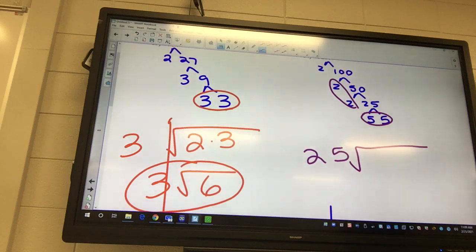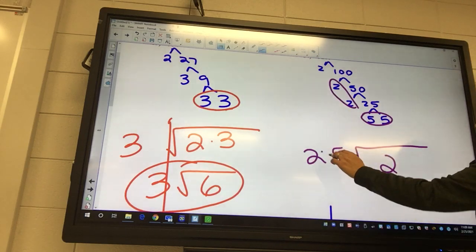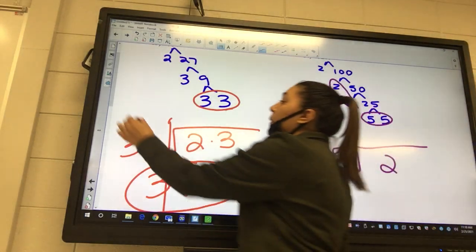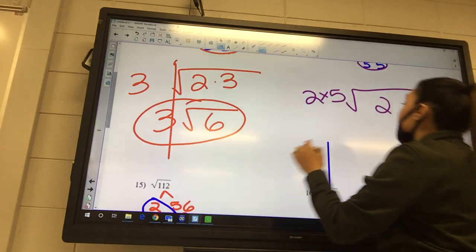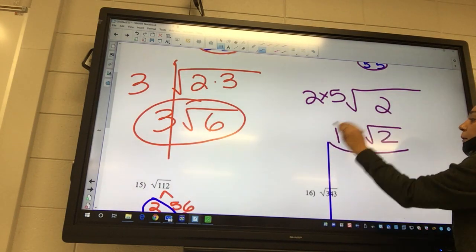Who cannot go? Not 25. A 2. Remember, what are those magic numbers we're allowed to pick? 2, 3, 5, 7. Okay, and then what do we do with this 2, 5 right here? We multiply them. So 2 times 5 is going to be 10 square root 2.